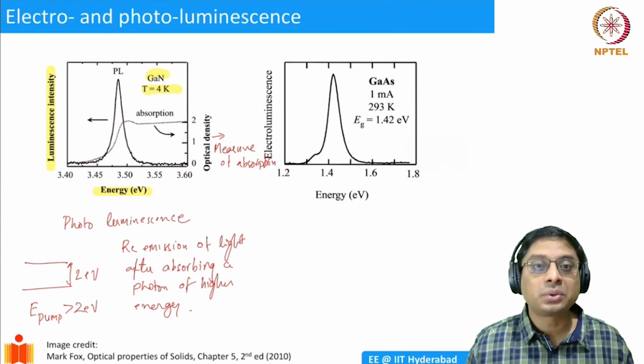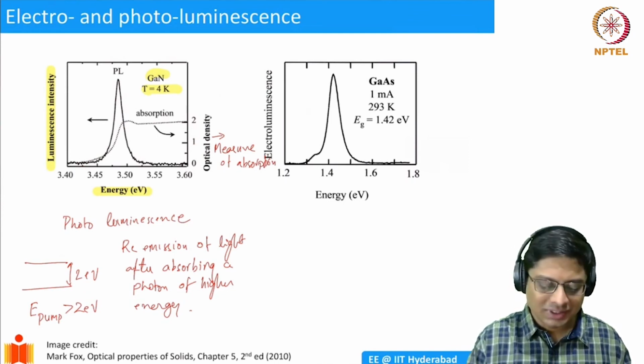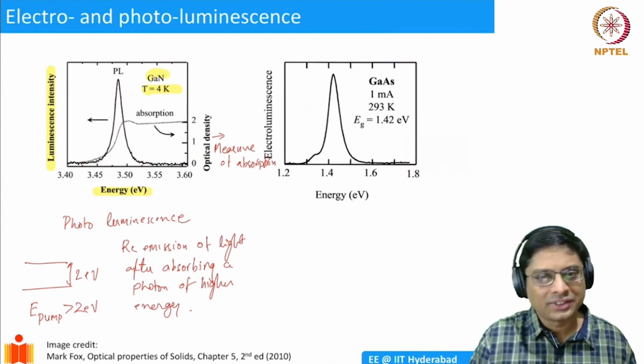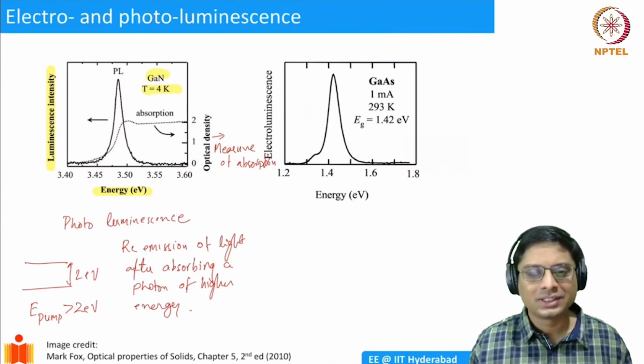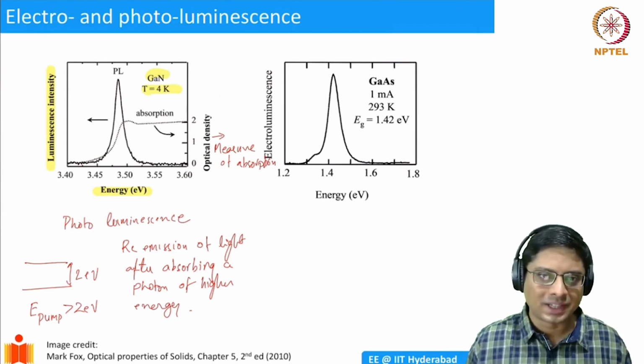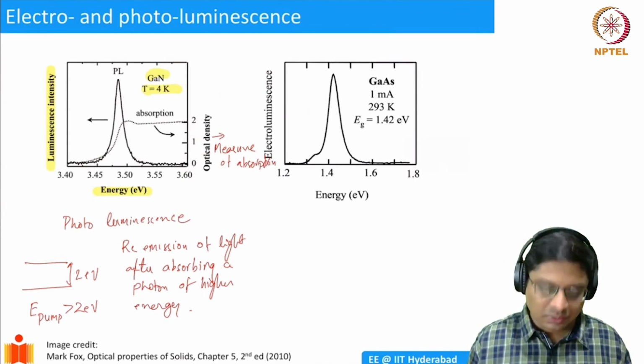This is one of the ways to characterize a semiconductor's band gap. You can do this experiment at various temperatures. This is at 4 Kelvin. You could do it at room temperature and see the shift in the PL. That tells you how the band gap is changing with temperature. This is one of the practical ways of measuring band gaps. So this is one of the processes.